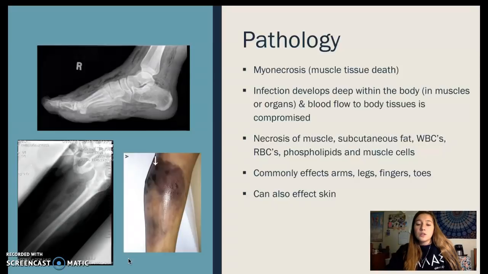And this disease commonly affects appendages like arms and legs. It can also affect fingers, toes. It can affect internal organs. Really it can occur anywhere on the skin or in the body, and then on the skin too when those lesions and blisters form.